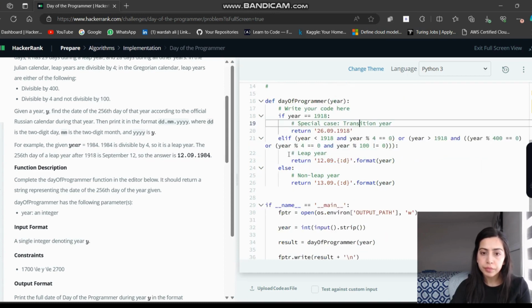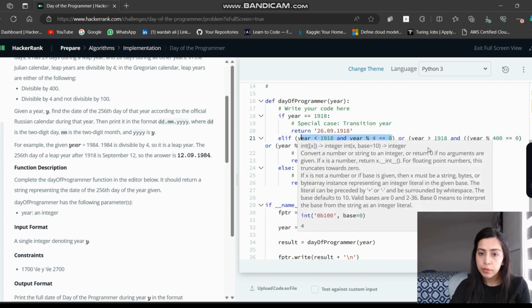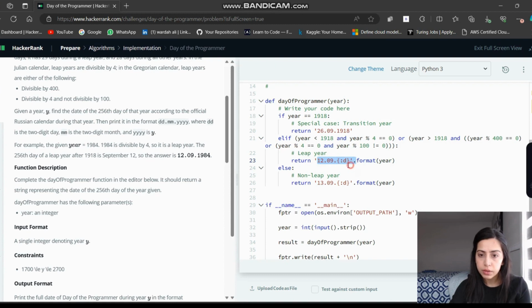Further, I have written another statement for the leap year. So if the year is less than 1918 and it is divisible by 4, which means it is a leap year, we will return this date along with the year. Or we have another case, if the year is greater than 1918 and the year is divisible by 400, or by 4 and not by 100, as they had given over here in the cases. I've written all of them like that. So even then it's a leap year. So again, we will return this part.